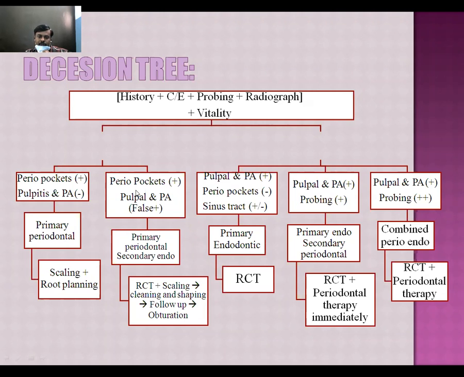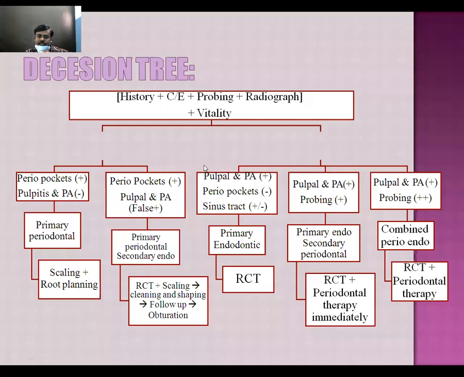So suppose periodontal pockets are present and there may be pulpal and periapical involvement. That means it is a case of primary perio and secondary endo. Such cases should be treated accordingly. Root canal treatment should be done first, followed by periodontal treatment, that is scaling and root planing. Again, if pulpal and periapical pathology is present without any periodontal involvement, there won't be any periodontal pockets. There might be a swelling, and a sinus tract may be present.